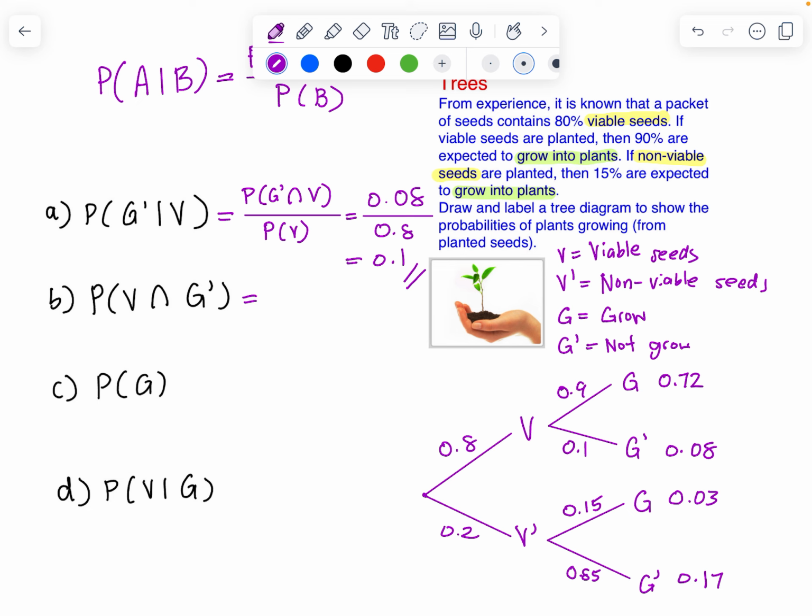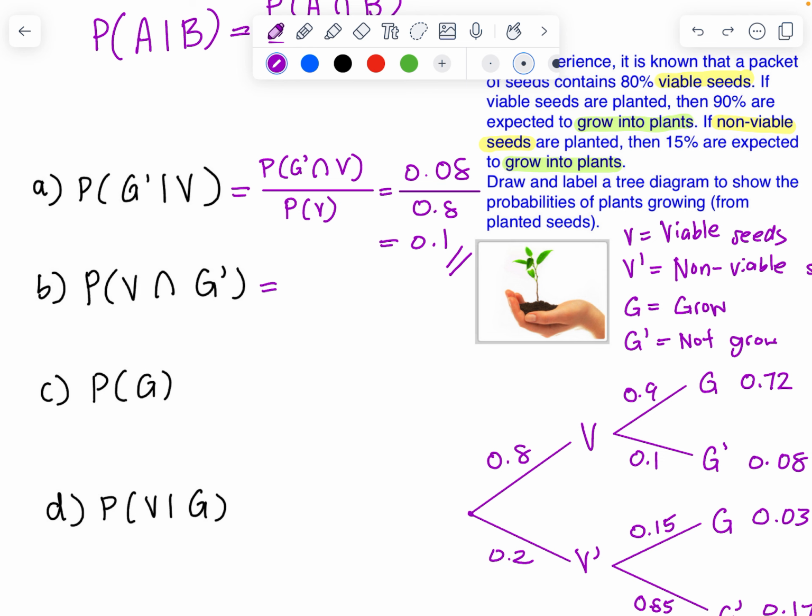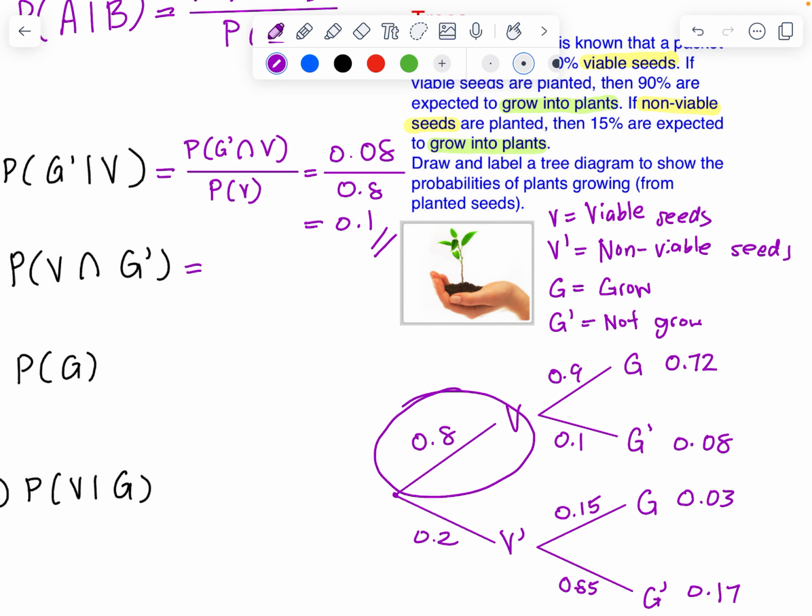Now let's look at another problem here. So this one is actually kind of similar to what we did earlier. This is not conditional probability, but it is asking a similar idea of the numerator. Pretty much the same actually. It's asking, what is the probability that you get a viable seed and it doesn't grow? And it doesn't grow. You have to multiply, right? So in this case, it will be 0.8 times 0.1, which we already did. It's 0.08. So the probability is just 0.08.